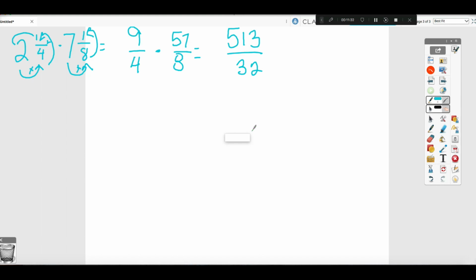Now what do I do? Take 513 and divide it by 32. If you're using a calculator, you can use that whole number in front of your decimal, but you have to know how to turn the rest of that into a fraction. I don't want a decimal answer on a mixed number question.